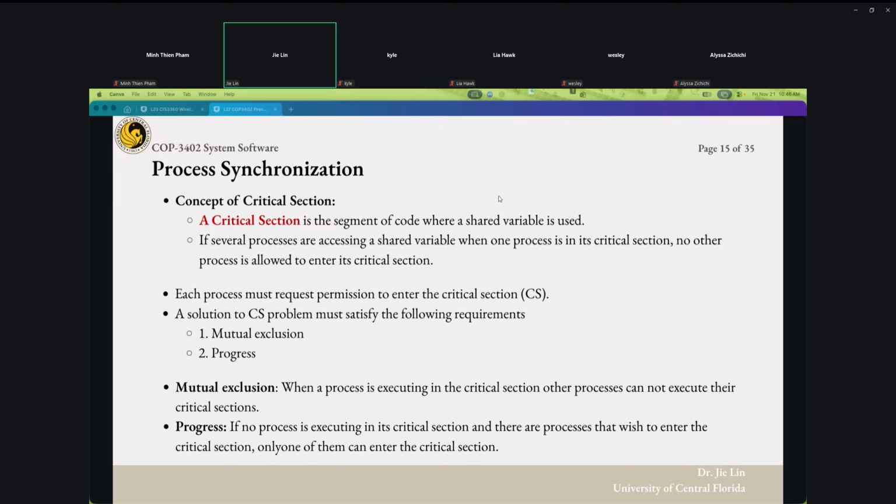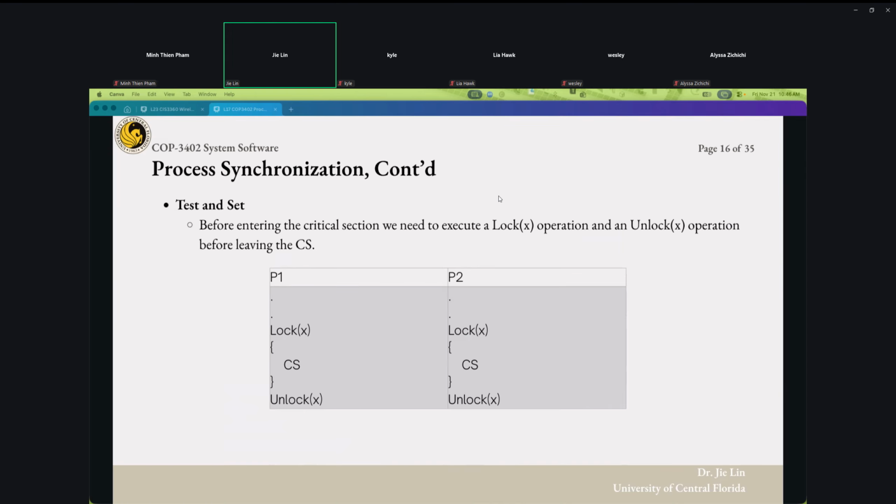Okay, that's two terms. Next, we are going to look at very specific synchronization tools that help us enforce those conditions in practice. We simply examine a very straightforward synchronization technique, which is called test and set, designed to enforce mutual exclusion. The principle is very simple. Before we enter the critical section, which we call CS, a process must successfully perform a lock operation. When done, it executes the unlock operation.